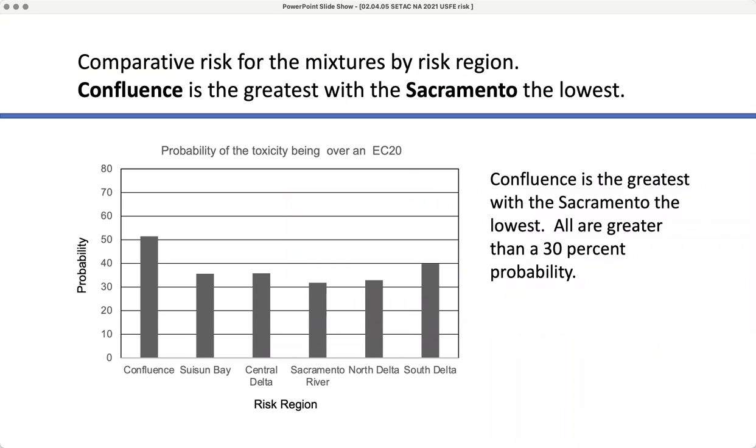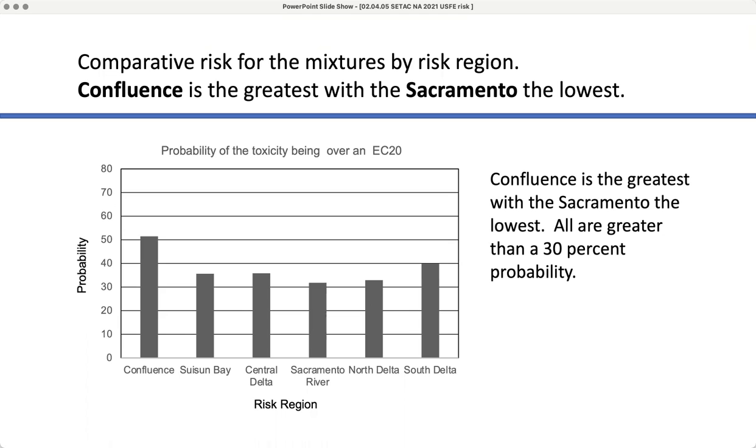We ran the same analysis for the other regions. The Confluence is the one at highest risk. The second one is South Delta, and so forth and so on. So you can see the probability of the toxicity being over that EC20 value. And all of these regions have greater than a 30% probability of being over an EC20.